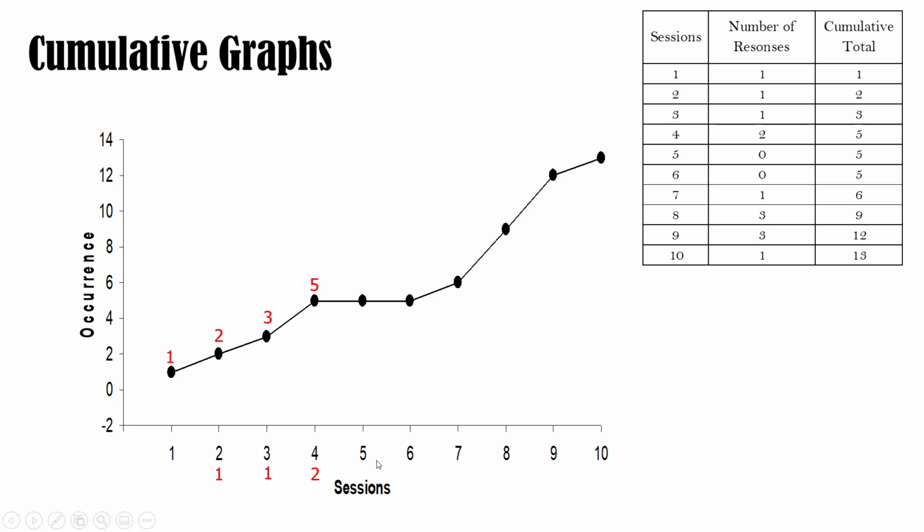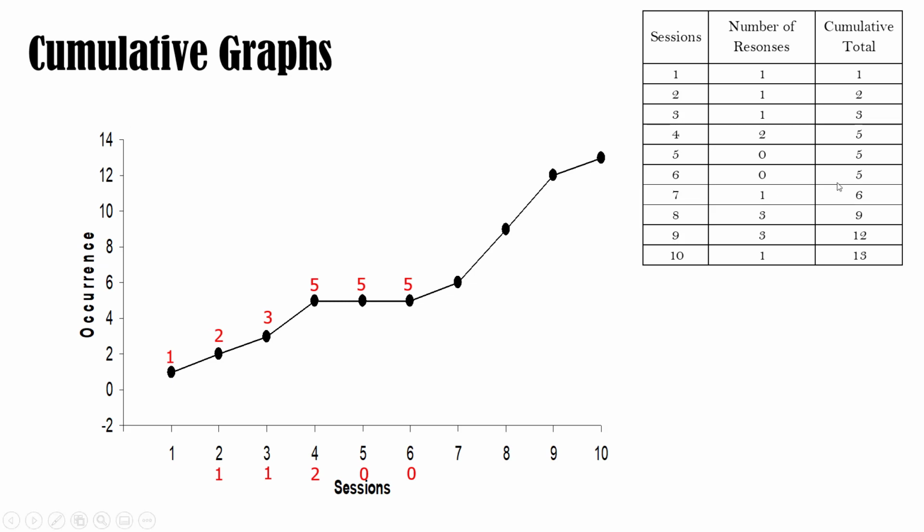Now session 5, the person did not engage in the target behavior at all. So we have 0 here, and so you're going to add 5 plus 0, and you're going to graph 5. So you can see if the person does not engage in the target behavior, your line doesn't go down. It's going to stay the same because this is a cumulative total. And so on. So session 6, 0 responses, you're going to stay at 5. And you guys can follow along.